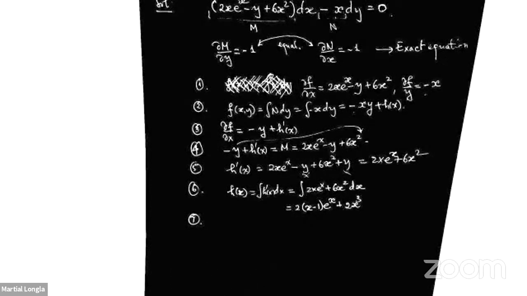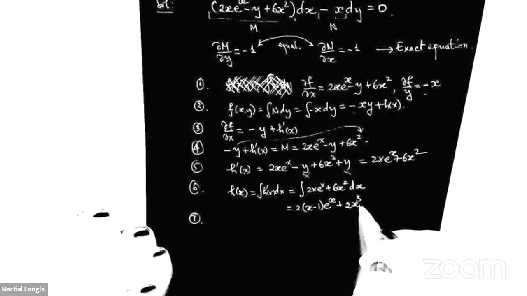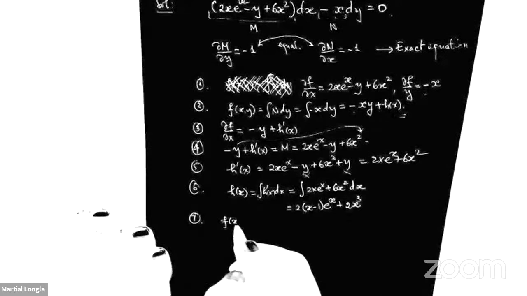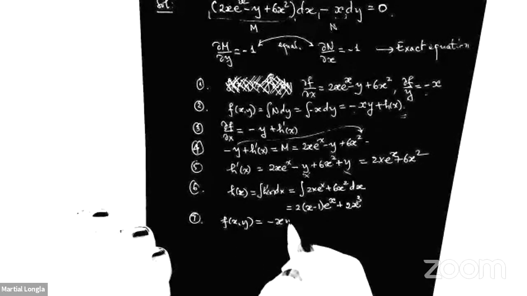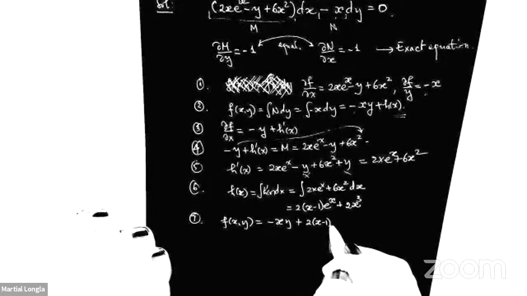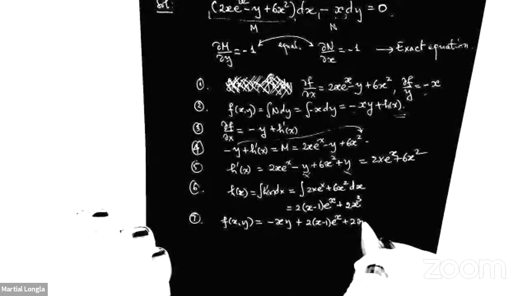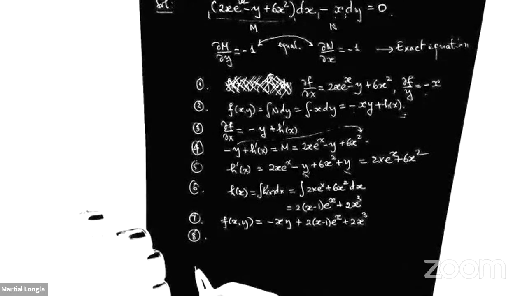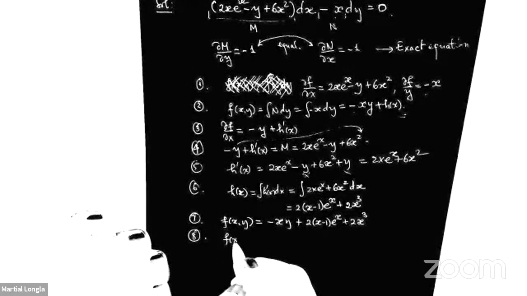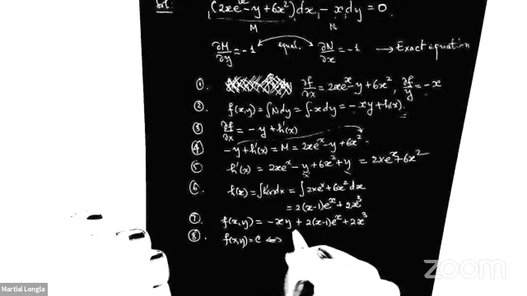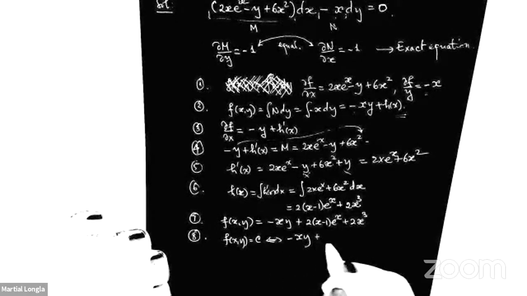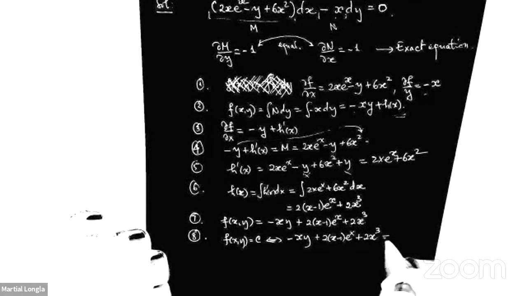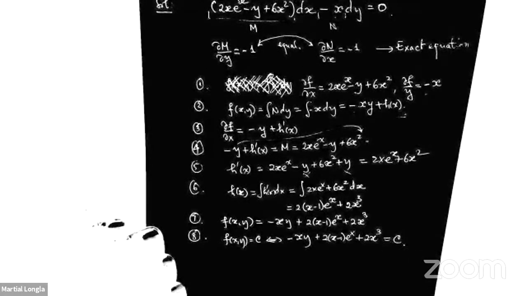And then you bring h of x into the formula of f, which is right here in this problem. So you got f of xy equals negative xy plus 2 times x minus 1 times e to the x plus 2x cubed. And then step 8 says set this thing equal to c. So that is f of xy equals c, which is the same as negative xy plus 2 times x minus 1 e to the x plus 2x cubed equals c. That's it. Problem solved. End.